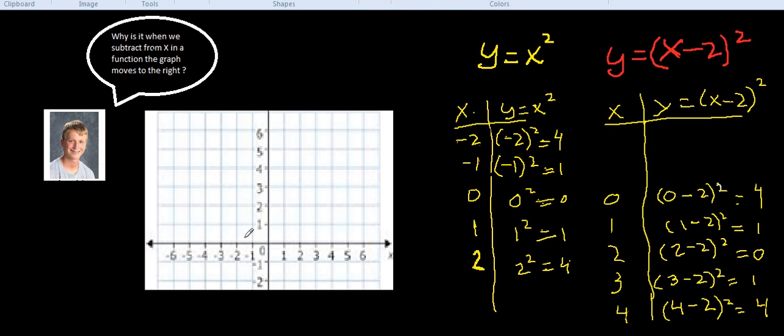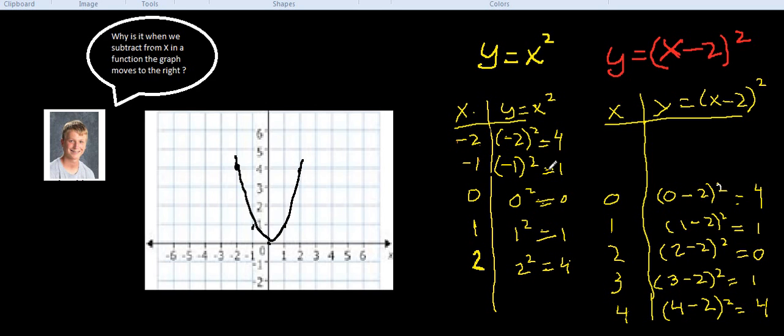Okay, so we're going to have -2 and 4, so we'll have a point there. We'll have -1 and 1, 0 and 0, 1 and 1, 2 and 4. So the graph is going to look something like this as our parent quadratic function.